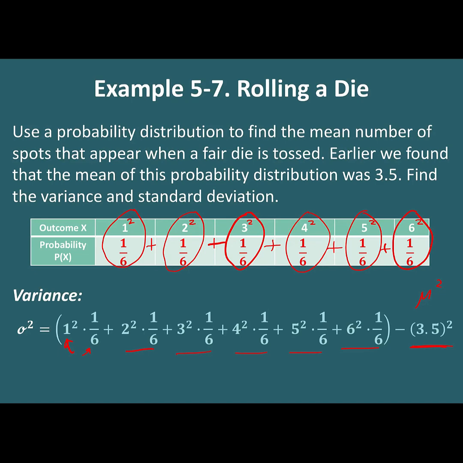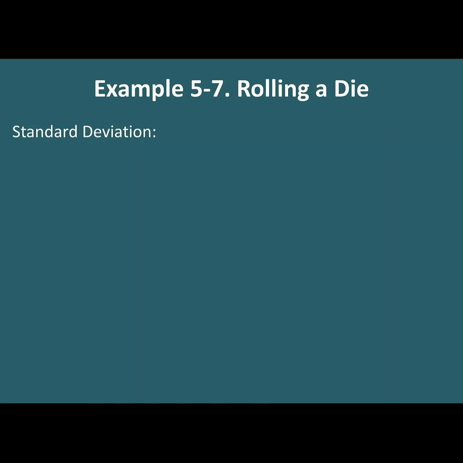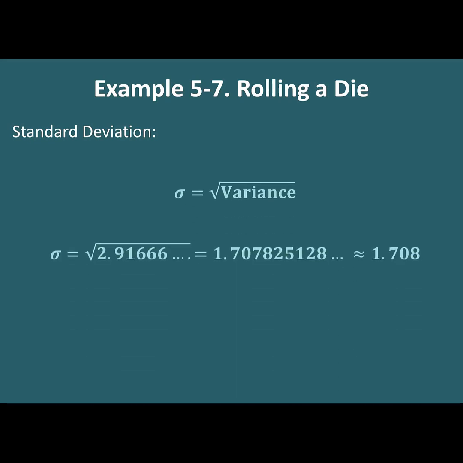Letting your calculator do all the work at this point, please type this into your calculator. You'll see that you get 2.917 rounded. And since that's the variance, to find the standard deviation, you simply take the square root of the variance. So in this case, you take the square root of the 2.917, and you end up getting 1.708.